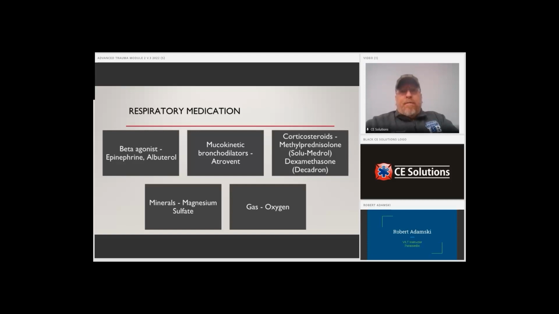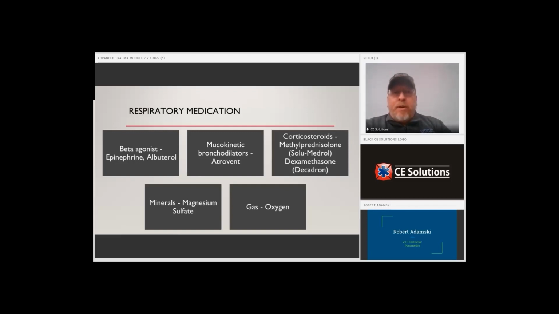Now, we're going to go over various categories of medications. The first category we're going to go over is respiratory medications, used to treat various medical conditions that can cause respiratory distress and dyspnea, such as asthma and COPD. We have beta agonist drugs like epinephrine and albuterol, and they're generally used for their bronchodilatory effect. They have other effects as well, but that's one of their main beneficial effects.